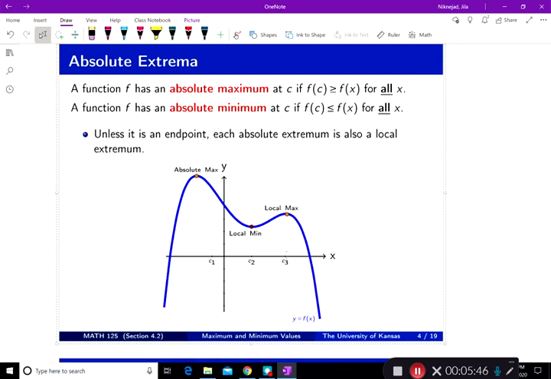For example, in this picture, I can see that these 2 points are local max. One of them is the absolute max because it sits at the highest y value. And so the y value for this point is the absolute max, but the y value for this one is not an absolute max. And we don't have any absolute min because these 2 sides go to negative infinity basically. And here is a local min only.